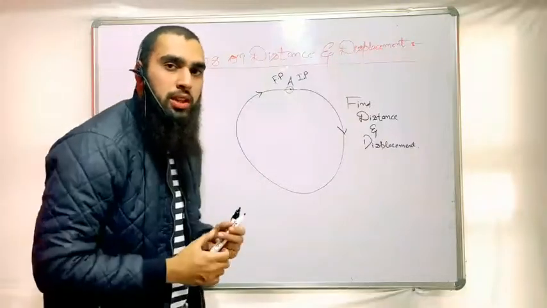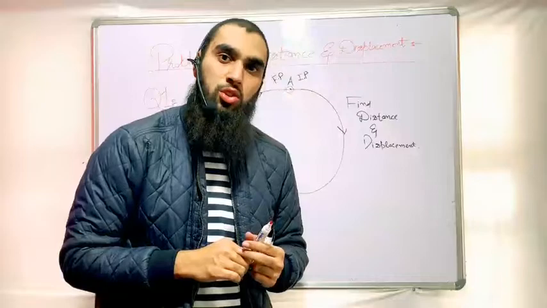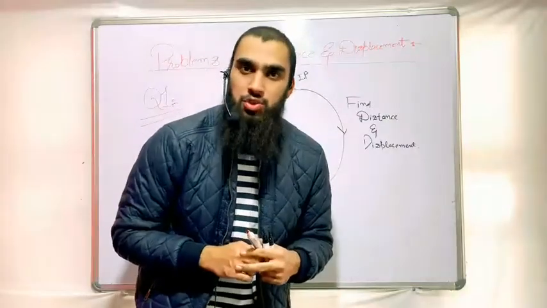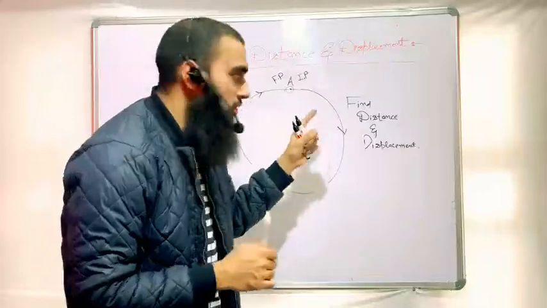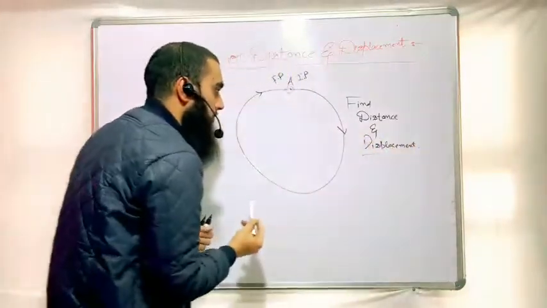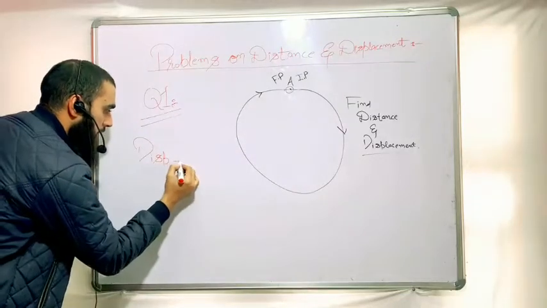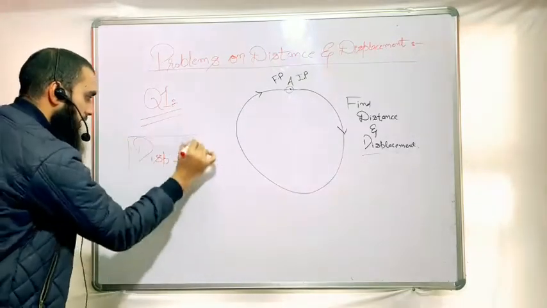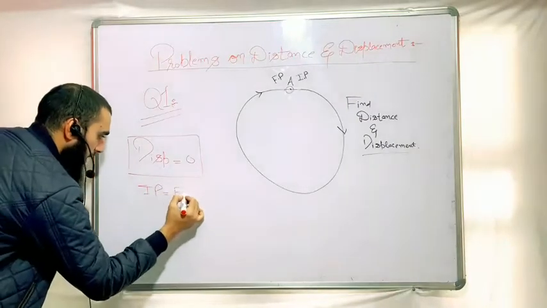As we all know, the distance means the actual path traveled by the body, and the displacement means the shortest distance between the initial and final position. So here the initial and final position are the same, so displacement will automatically be equal to 0. The reason for this is that the initial position is equal to the final position.